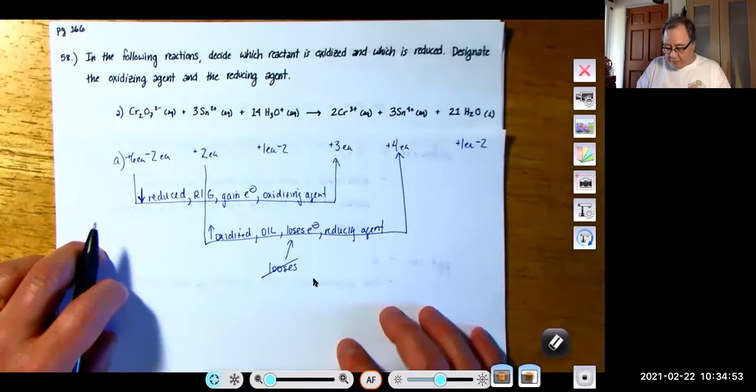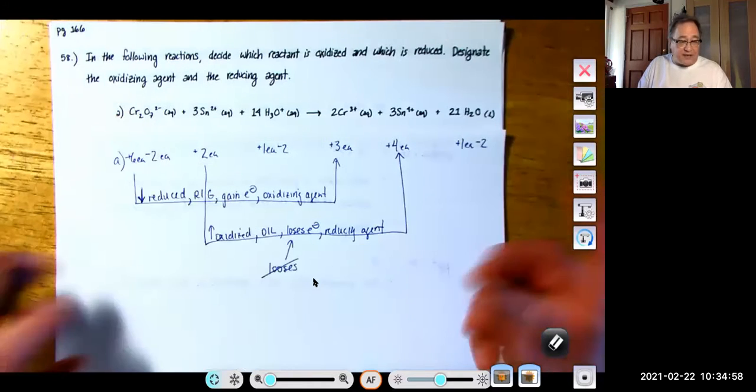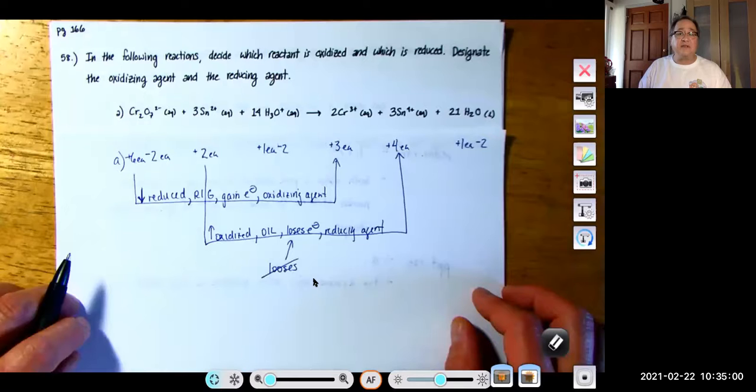So this is a great explanation for what's happened if you have the equation written out ahead of time. Any questions there? Or are we good to go? Yeah.